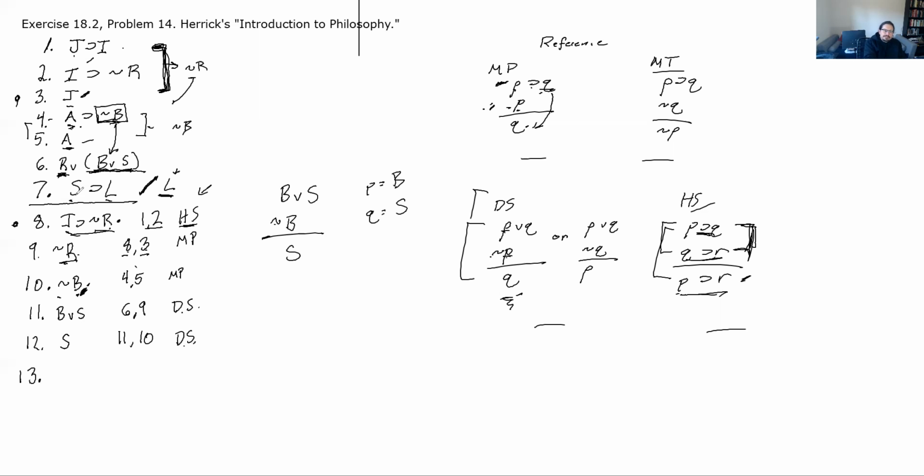Finally, we have line 7, which says, if S is true, then L is true. S is true, therefore L is true. That is from 7 and 12, Modus Ponens. Okay. And now that we have our conclusion, we have proven our conclusion step by step, we can trace our proof, and we have therefore proven that L is a valid conclusion. And that's how to do a proof.